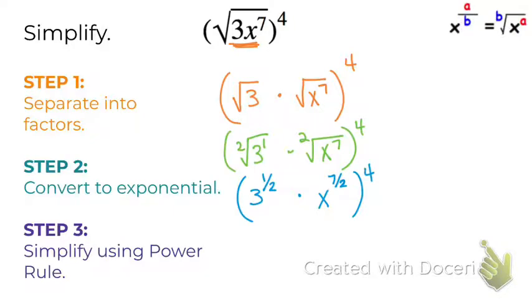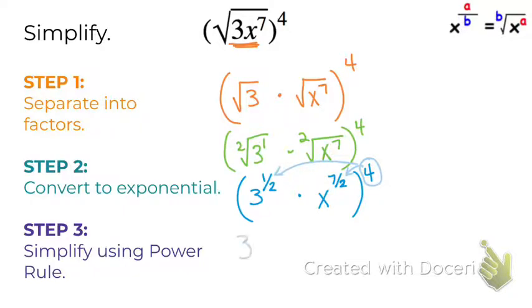So now I'm going to simplify this. Now that I'm in exponential form, I'm going to use the power rule. So remember that if you have this 4th power here, I'm going to be taking this to the 4th power and this to the 4th power. And when you have an exponent raised to a power, you multiply those exponents.